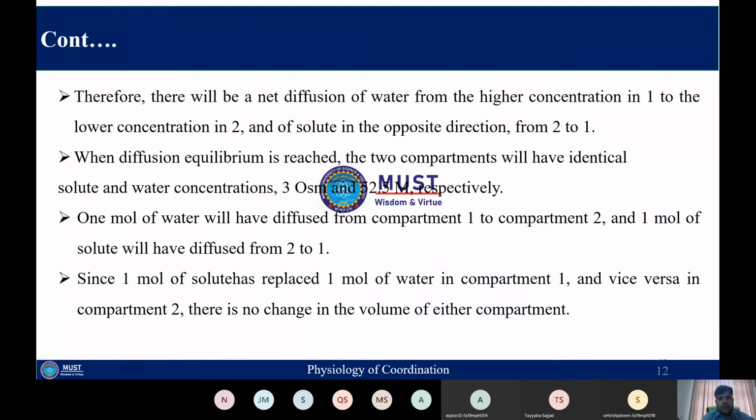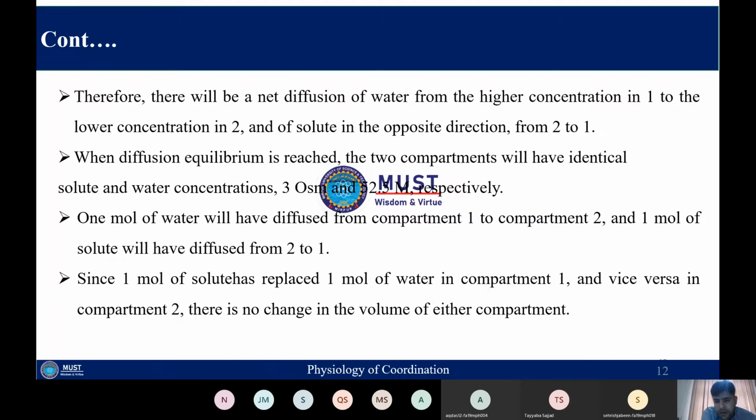So at the equilibrium stage, if we talk about the net movement, there is net diffusion of water from higher concentration, meaning from compartment 1 to compartment 2, and the solute in the opposite direction, from compartment 2 to compartment 1. And when diffusion equilibrium is reached, the two compartments will have identical solute and water concentration. We will have 3 osmol solute concentration and 52.5 molar water concentration, and 1 mole of water will have diffused from compartment 1 to compartment 2, and 1 mole of solute will have diffused from compartment 2 to compartment 1.